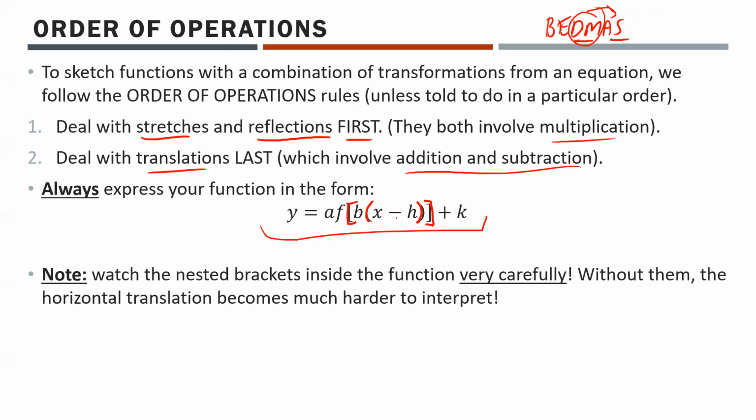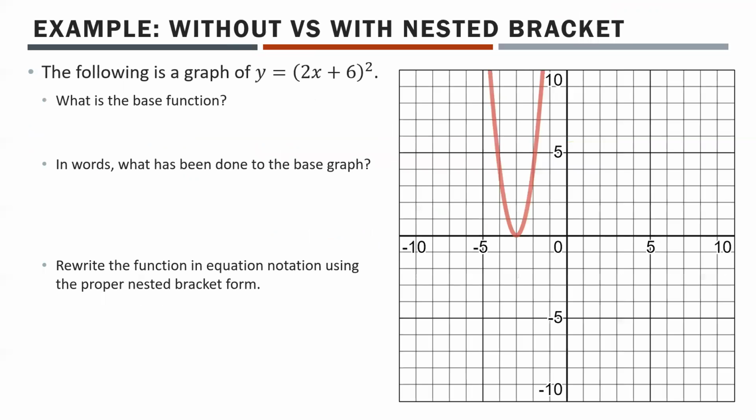Now, if there isn't an h value, then I guess it's okay. b and x can be bumped right up against each other. But if there is an h value in here, make sure b is factored out so it's not affecting it directly. Like I just said, watch those nested brackets carefully. Without them, the horizontal translation, in other words, 1 over b, becomes much harder to interpret. We're going to investigate this right now.